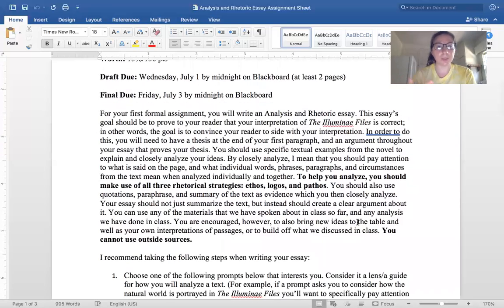Okay, so I'm just going to read this. For your first formal assignment, you'll write an analysis and rhetoric essay. This essay's goal, and this is key, should be to prove to your reader that your interpretation of the Illuminae Files is correct.